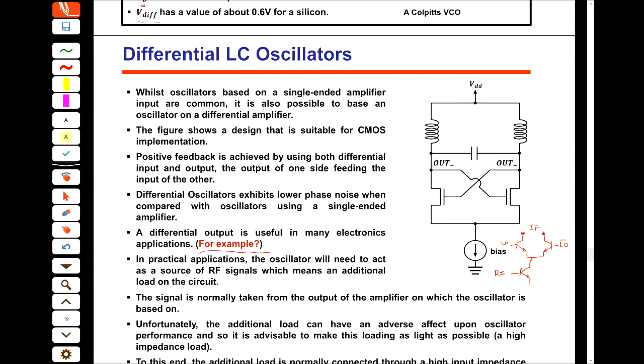For the differential oscillator, we can get feedback from the output of transistor 1 to the input of transistor 2, and from the output of transistor 2 to the input of transistor 1. So it's very simple. And usually we put this as a varactor, and then change the output frequency and keep these two constant. This is Colpitts or Hartley? Hartley, yep.